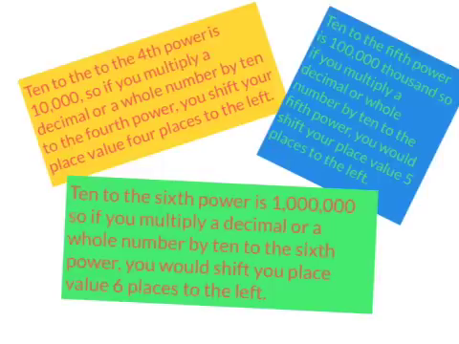10 to the fifth power is 100,000. So if you multiply a decimal or whole number by 10 to the fifth power, you would shift your place value 5 places to the left. 10 to the sixth power is 1,000,000. So if you multiply a decimal or a whole number by 10 to the sixth power, you would shift your place value 6 places to the left.